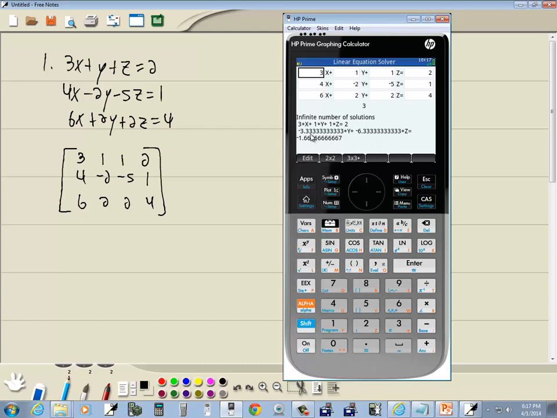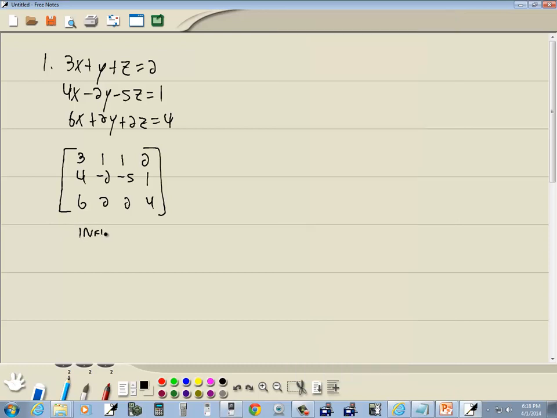And we got 3 times x plus 1y plus 1z is equal to 2. That comes from our first equation right here. And then we got this negative 3.333y minus 6.333z equals negative 1.667. Now this is kind of a weird way to write it. We're going to look at a little bit better way using matrices, or at least the way that I always teach. Some books may ask you just to identify whether it has infinite solutions or not. So infinite number of solutions. If that's all they're asking, then you stop right there.